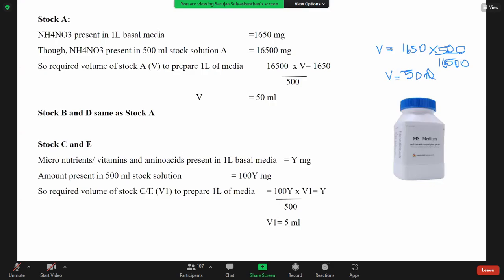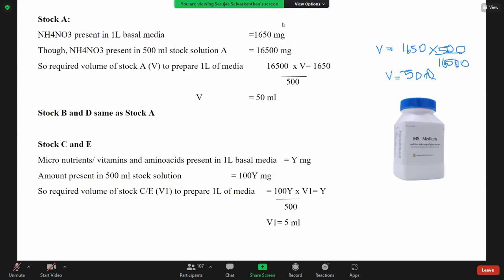If it is chalkboard, it's really easy for me to explain. This is for 1 liter media, no? This calculation here, we are preparing 1 liter media. 1 liter media should contain 1650 milligram ammonium nitrate.